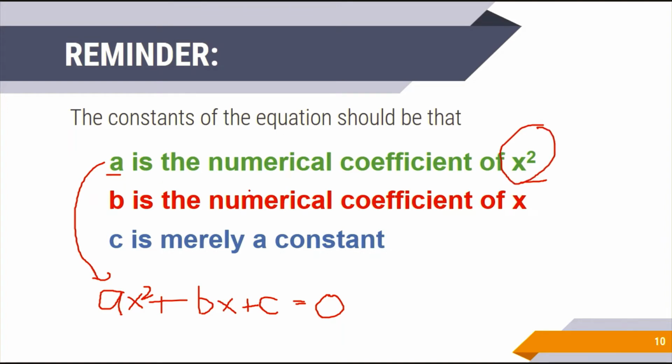Okay? And then, b is the numerical coefficient of x. So, that means any constant na katabi ng x natin, that will be the value of b. Okay? And last, we have c. C is merely a constant. When we say constant, that is only a number and not a variable.